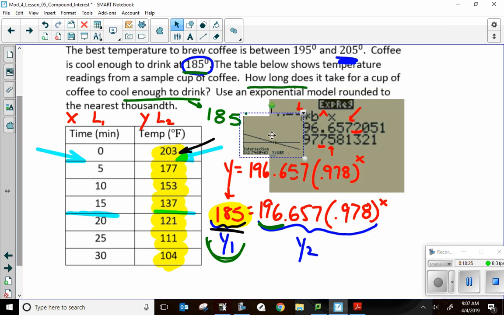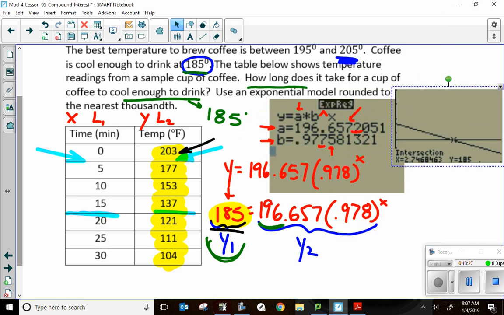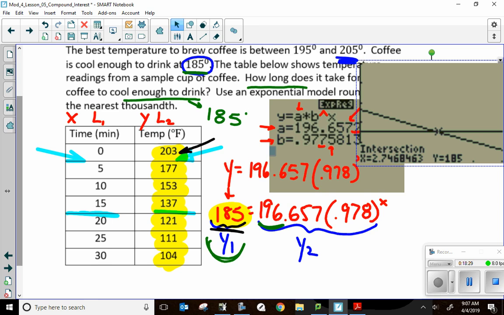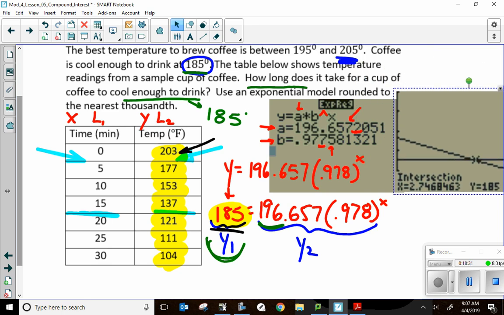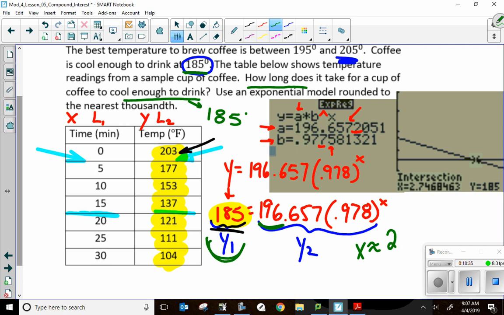2.746. All right, so my answer is when x is approximately 2.74, we'll make that a 7 minutes.